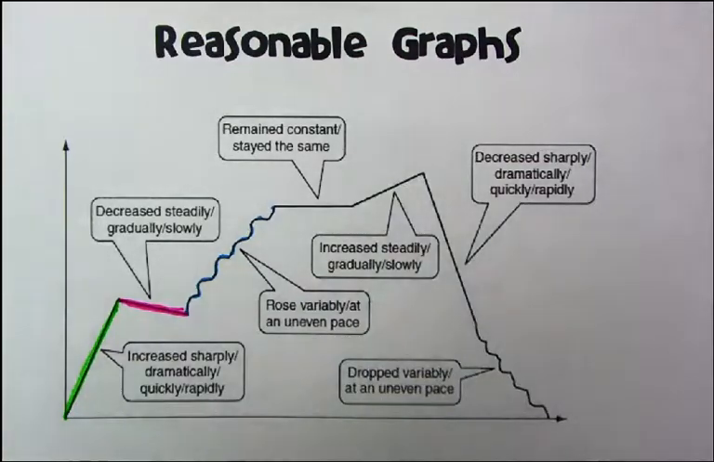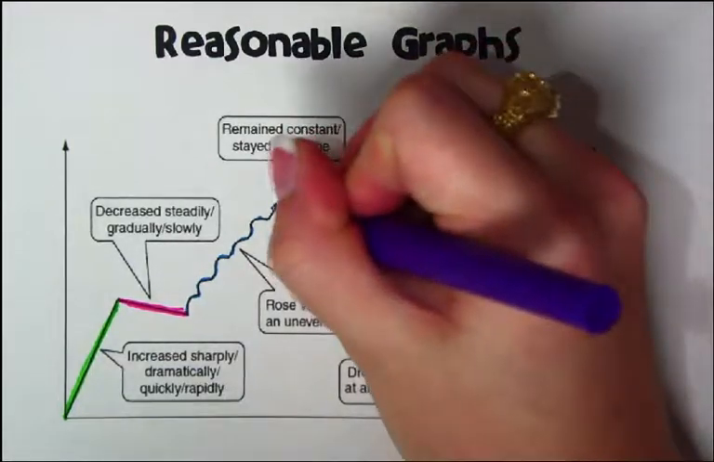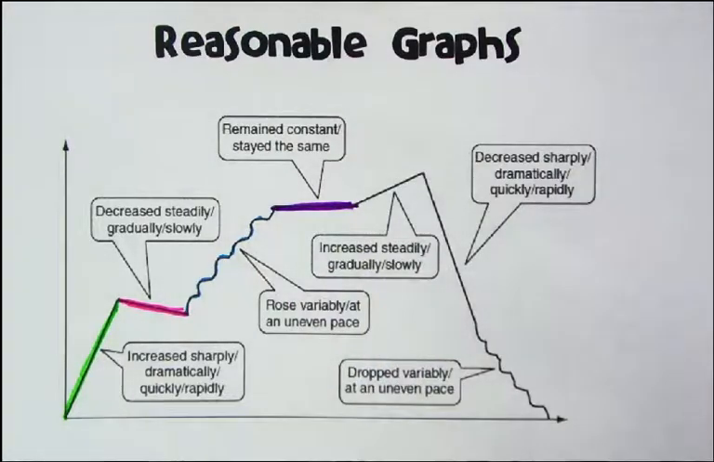If you see a flat line in your graph, this means that it remained constant, it stayed the same. So if you were talking about walking, perhaps this would be a moment when you stopped walking and you just stood there. You didn't go anywhere. You didn't move forward, you didn't go backwards.